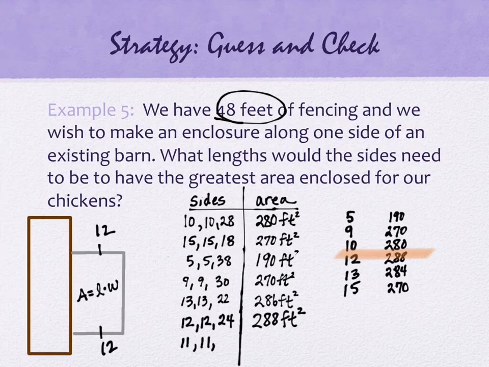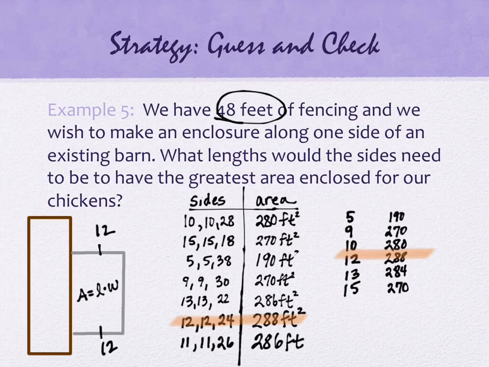All right, so what is 11, 11? Gives me 22. How much is left? 26. So what is 11 times 26? Yeah, it's 286. Just like the 13, 13, 22. So the best answer actually ended up being the last one we did before that, 12, 12, 24.